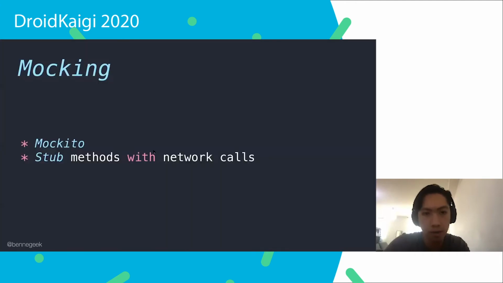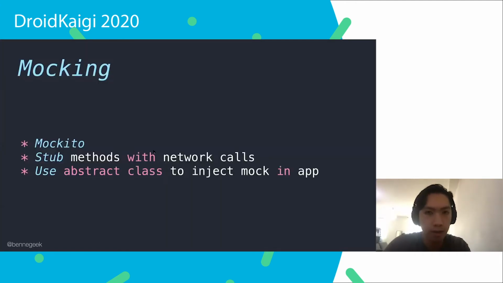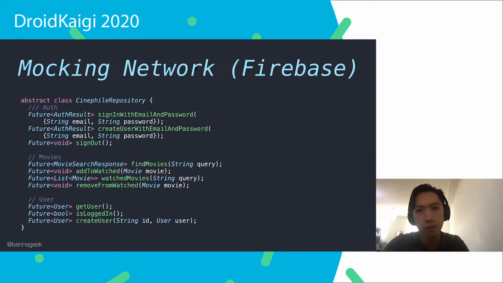So going back to the slides, we can use an abstract class, as I will show you in a while, to replace the methods and mock that, and then replace the instance in the app with the mock. For example, the app I'm using is using Firebase for networking, and for that, I have a repository that contains all the methods that call Firebase. So here, for example, the one we're using earlier is just sign in with email and password, and then we get an auth result, which is a class from Firebase.